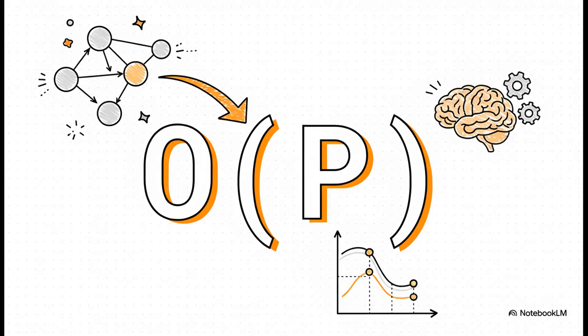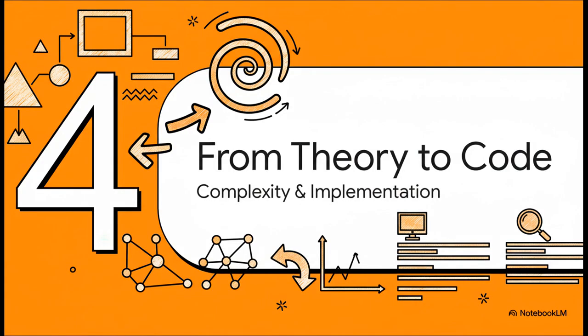And this slide really shows you how efficient it is. The cost, the amount of computation it takes to get the gradient for all the parameters, which we call O of P, is roughly the same as the cost of just making one single prediction in the first place. That efficiency is, and I'm not exaggerating, the reason modern deep learning is even possible. So let's move from all this theory to what it actually looks like in practice.